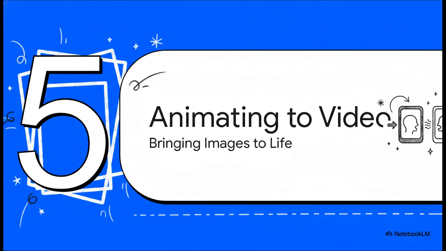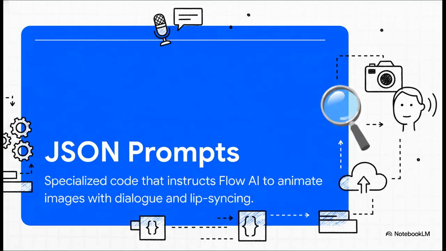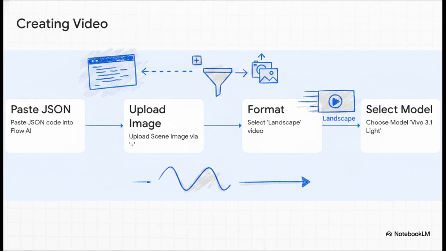And now for the final, most magical phase, Section 5, animating images into video. It's time to make Leo talk. We're going to use something called JSON prompts for this. Now, if you're not a programmer, the word "code" might sound a little scary, but honestly, don't worry about it at all. JSON is just a set of instructions that tells Flow AI exactly how to animate the image, what dialogue to say, and how to sync the lips perfectly. The best part? The master tool writes every single line of this code for you. So execution is a breeze.